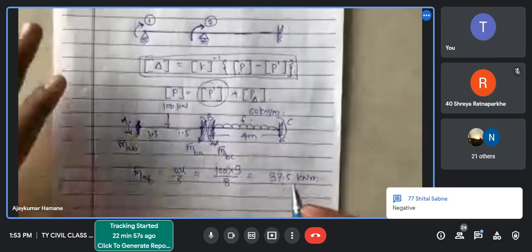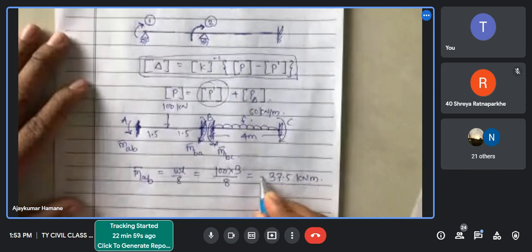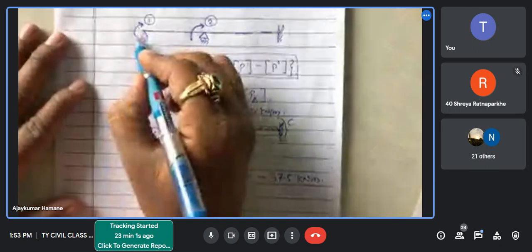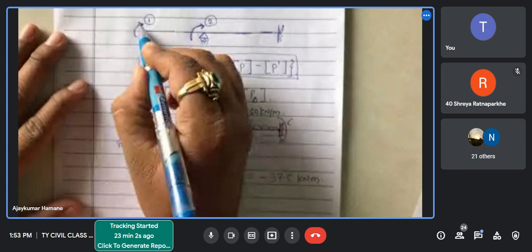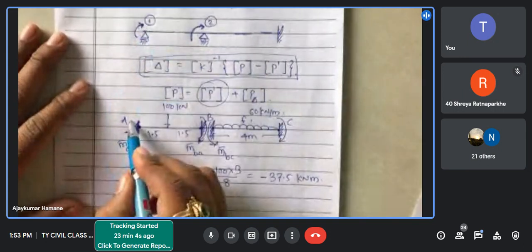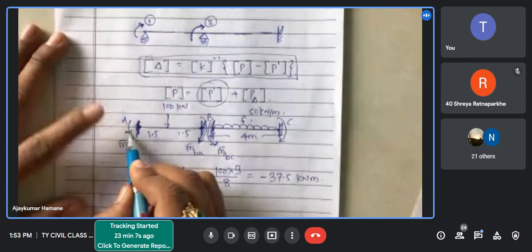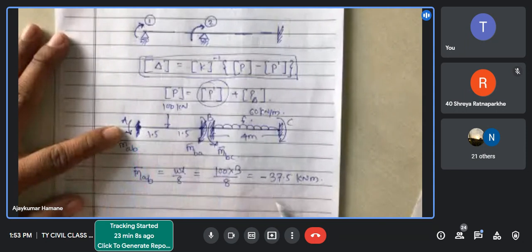Negative. Correct. This is negative. Simple. We have assigned the coordinates clockwise, but due to the negative moment, we have anti-clockwise here. So that's a minus. So simple.